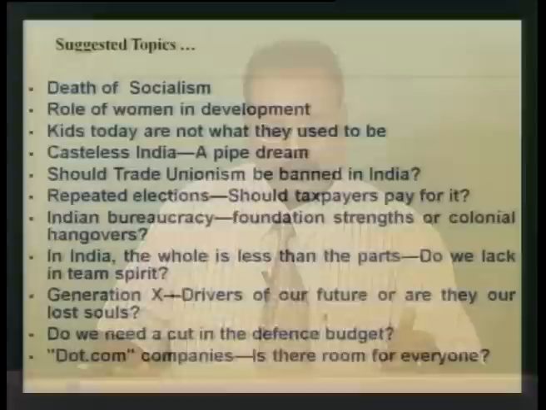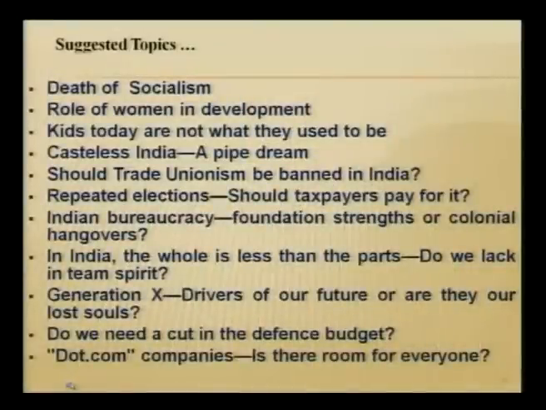Should trade unionism be banned in India? Sometimes trade unionism, in the name of actually serving people and workers, actually reduces productivity. And should a developing country like India ban such unionism?